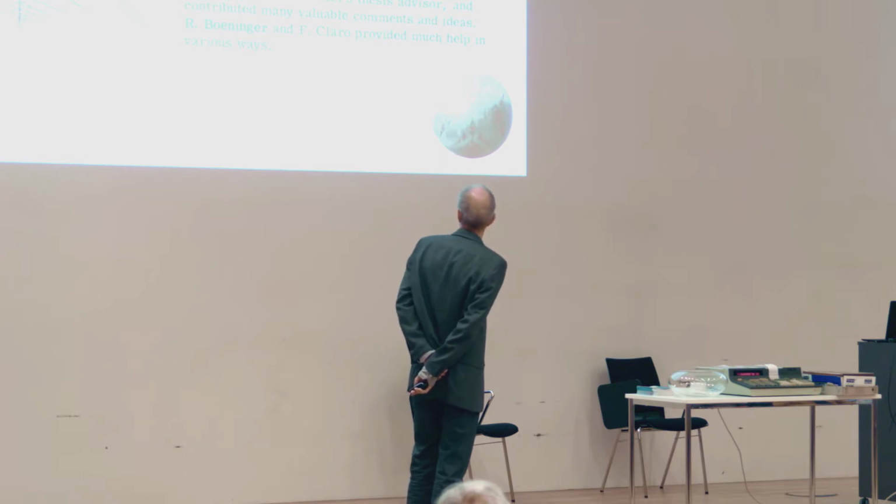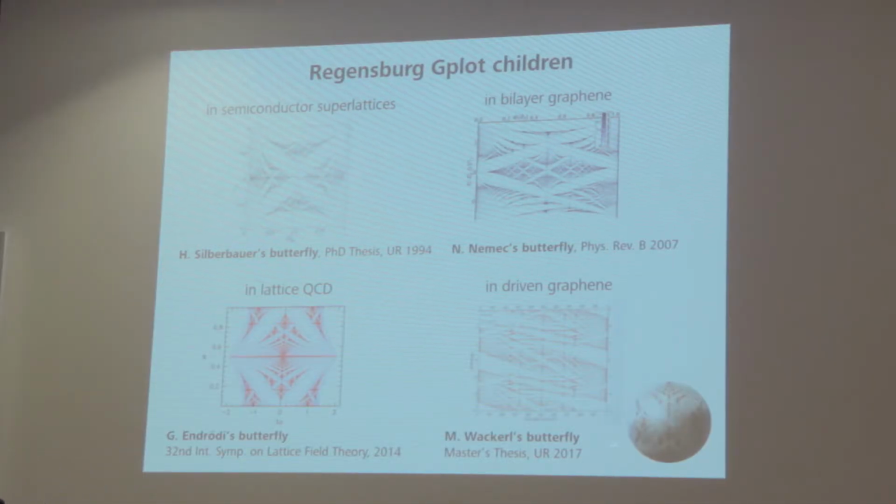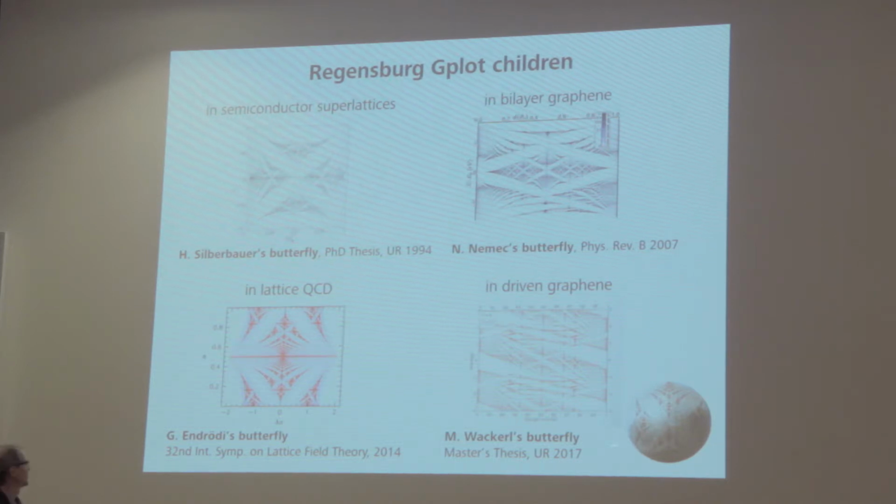Now, as with many works that followed afterwards, I would like to mention particularly that here in Regensburg there are many G-plot children computed by master students and PhD students from various groups throughout the years. I'd just like to mention a few representing all that research in Regensburg. There's Helmut Silberbauer's butterfly from Ulrich Rössler's group, who's sitting there. There's also Norbert Nemec's butterfly from Giovanni Cuniberti's group. There's one from Lattice QCD from Gunnar Bali's group, and Rödi's butterfly, and very recently Martin Wackerl in John Schliemann's group computed his, say, Wacker butterfly in graphene.